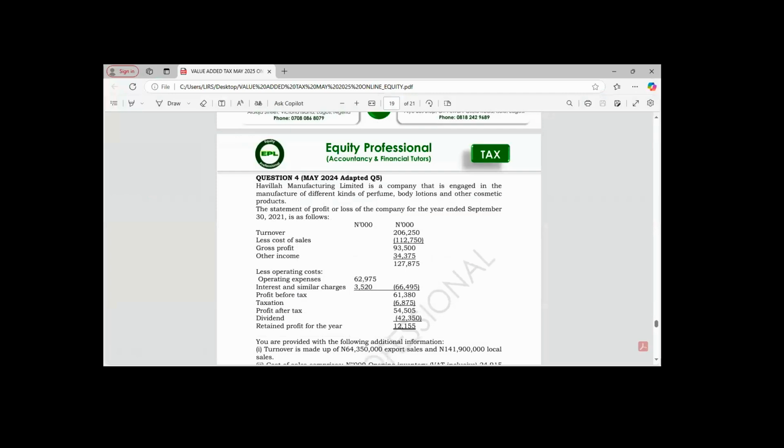There is a question related to May 2024, which is question 4, the material question. So we have the question as: Avila Manufacturing Limited is a company engaged in the manufacture of different kinds of perfume, body lotion, and other cosmetic products. The statement of profit or loss of the company for the year ended September 30, 2021 is as follows. We have the turnover, less cost of sales, gross profit, other income, less operating costs, operating expenses, interest and similar charges, profit before tax, taxation, profit after tax, dividend, retained profit for the year.